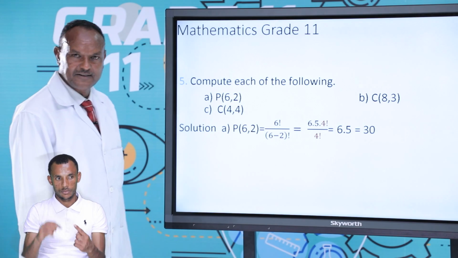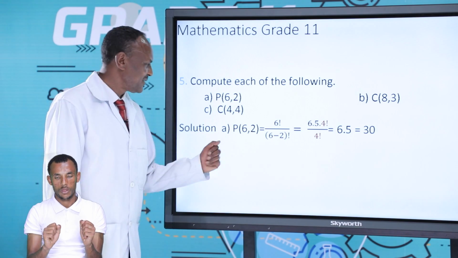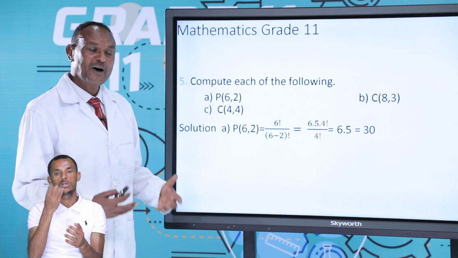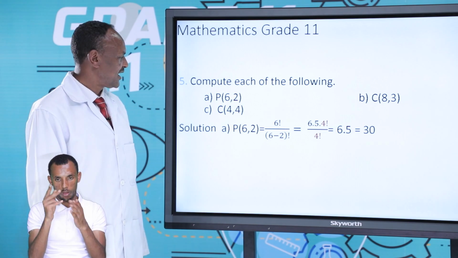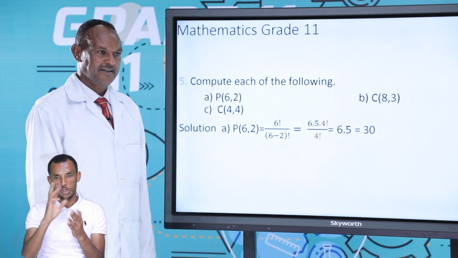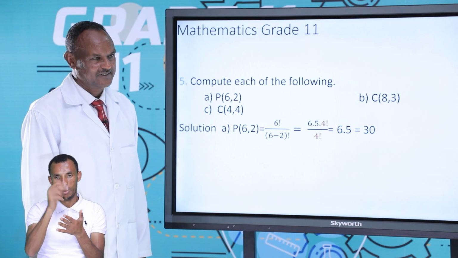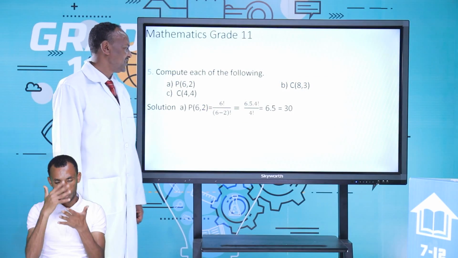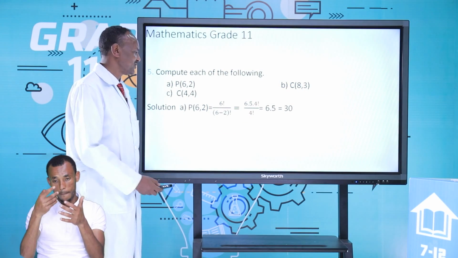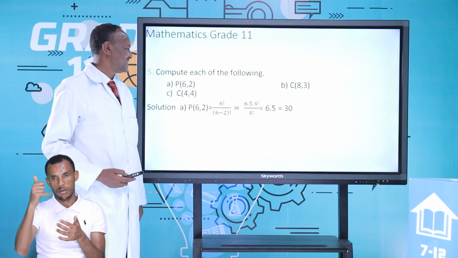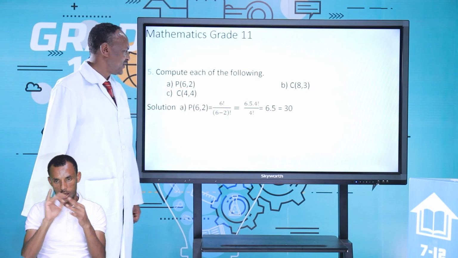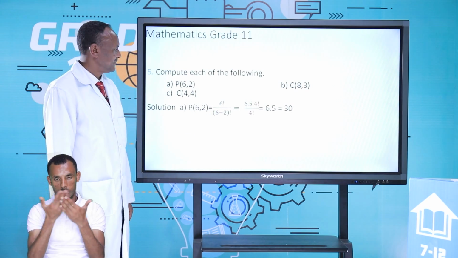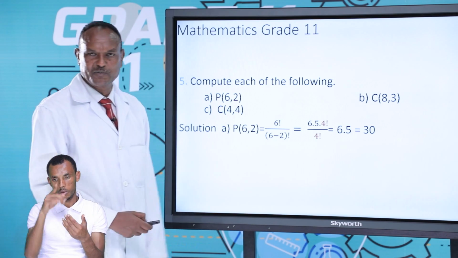To give the solution, you have the permutation of 6,2. What is the meaning? In how many different ways can you arrange 6 objects taking 2 at a time, where order is taken into consideration? So you have the permutation of 6,2 by the formula what you have stated before, 6 factorial, your n, divided by the difference between these 2 values. Simplify it, you will get a result equal to 30.